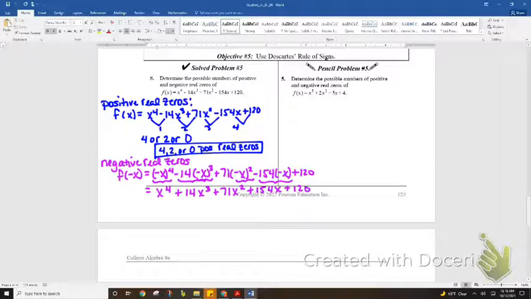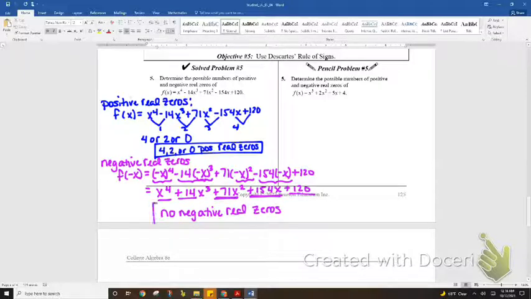So when I look at this now that it's simplified, we're going to look for the number of sign changes. We went from positive to positive, no sign change. Positive to positive, no sign change. Positive to positive, no sign change. Positive to positive, no sign changes. So there were no sign changes, which means there are no negative real zeros.